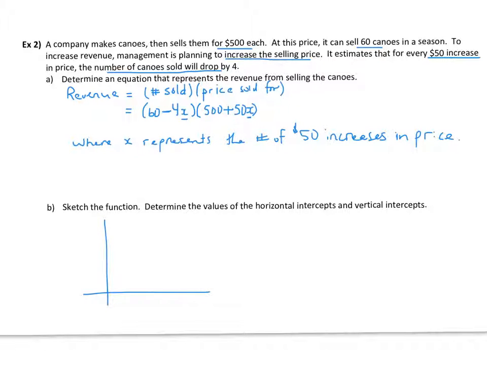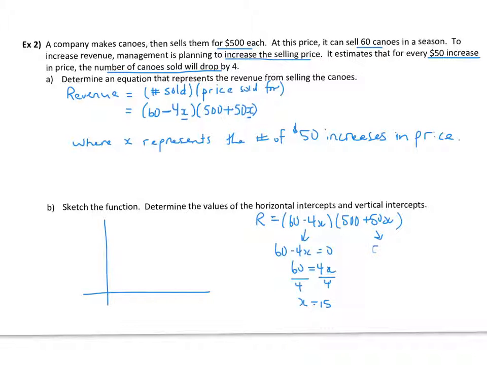All right, sketch the function. Determine the values of the horizontal intercepts and the vertical intercepts. Well, for our x-intercepts, our revenue function already is in factored form, so you could just set each factor equal to 0 and solve the little mini equations for that. So we're going to get 60 minus 4x equaling 0. I'm going to add 4x to both sides to make it positive, divide by 4. We're going to get x equals 15 out of that.